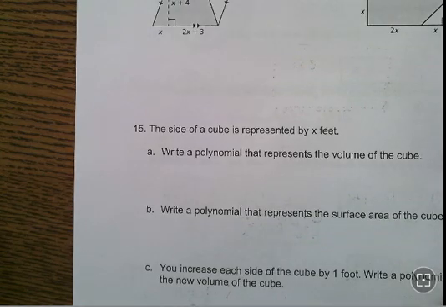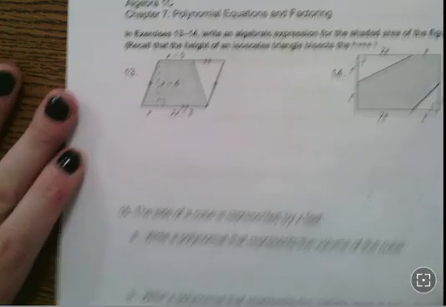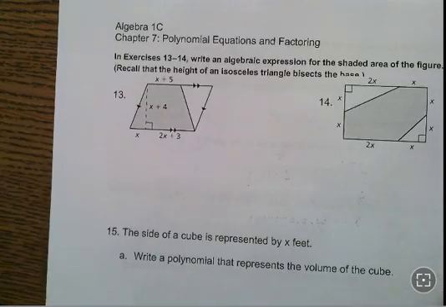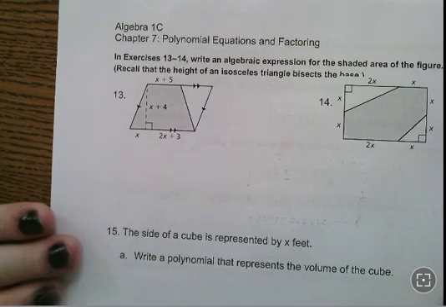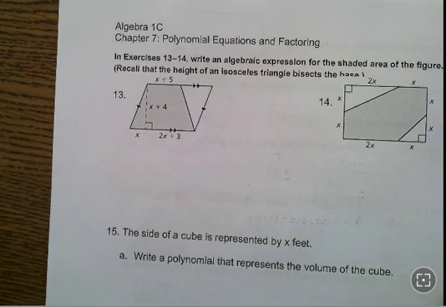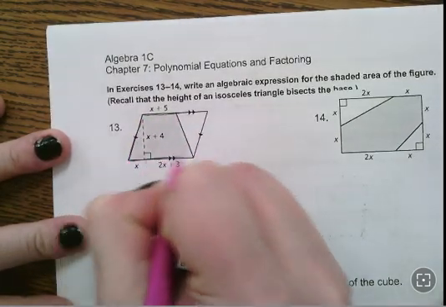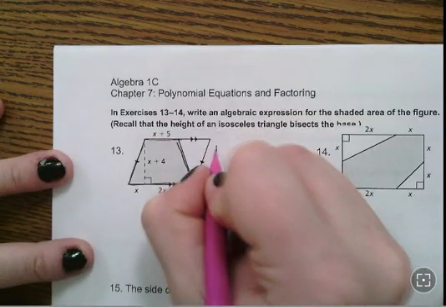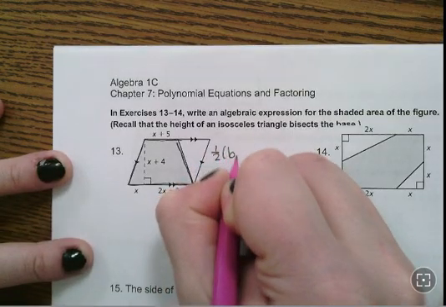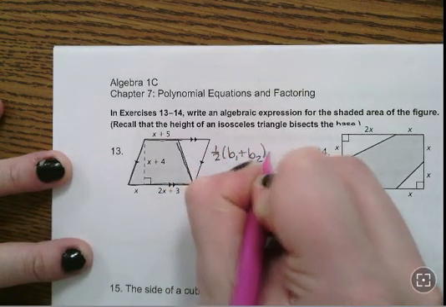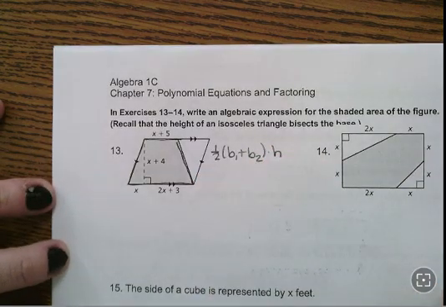All right, last page here. Write an algebraic expression for the shaded area of the figure. Recall that the height of an isosceles triangle bisects. Okay, so anywho's, we're going to do this actually a little bit differently. The easiest way to do this is just to find the area here of this trapezoid. And the area of the trapezoid is 1/2 of base 1 plus base 2 times the height. We did that in class one day.